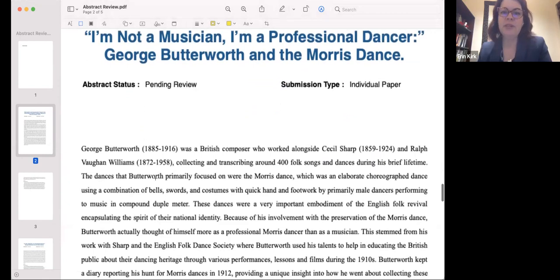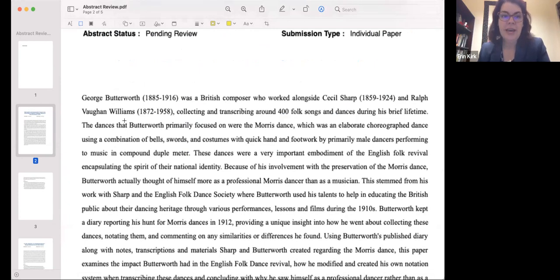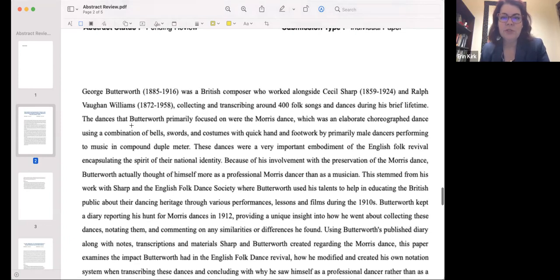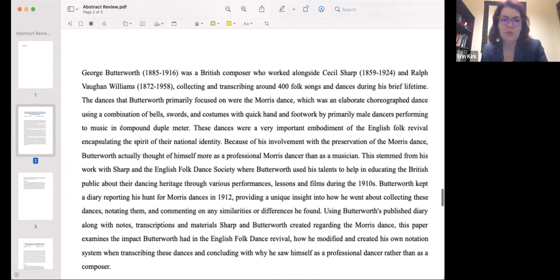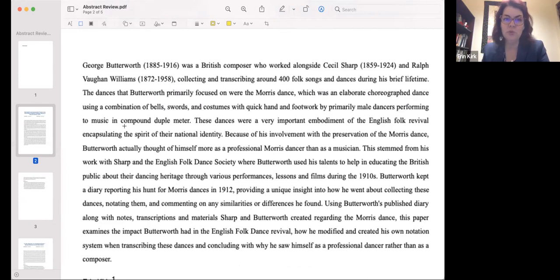So George Butterworth was a British composer who worked alongside Cecil Sharp and Ralph Vaughan Williams, collecting and transcribing around 400 folk songs and dances during his brief lifetime. The dances that Butterworth primarily focused on were the Morris Dance, which was an elaborate choreographed dance using a combination of bells, swords, and costumes with quick hand and footwork by primarily male dancers performing to music in compound duple meter. Okay, that was a long sentence, but gosh, doesn't that sound interesting?